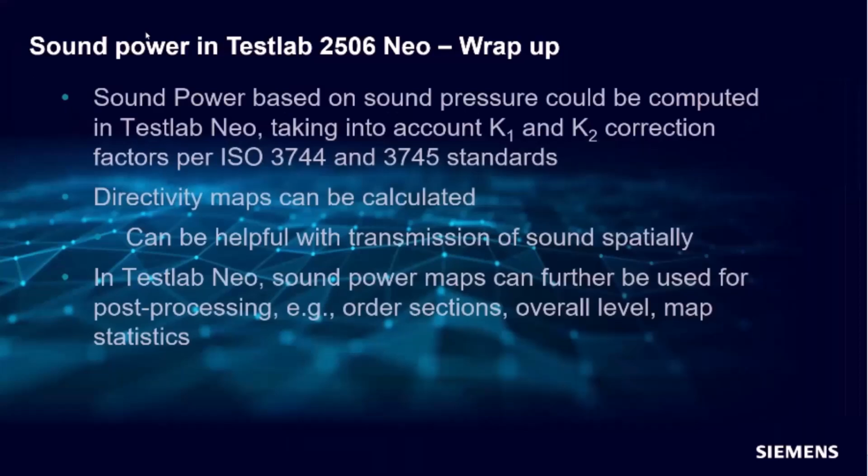So that is why I would say there are a lot of different reasons to use Neo for this type of processing, because it makes it very easy to do the calculations, and it takes both the K1 and K2 correction factors and follows both the ISO 3744 and 3745 standards. In TestLab Classic, we couldn't do the 3745 standard, but now in Neo we can do that. And the directivity maps are calculated also, and they can be helpful in terms of how the sound is getting radiated spatially. And the sound power maps can further be used for processing order sections, overall level map statistics, frame statistics, and all.